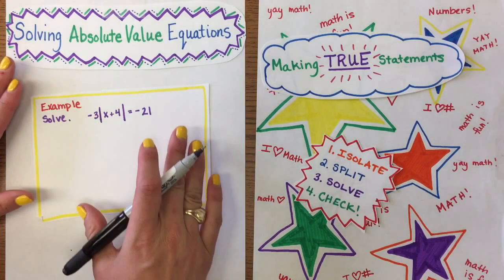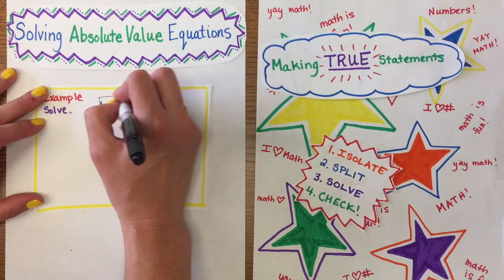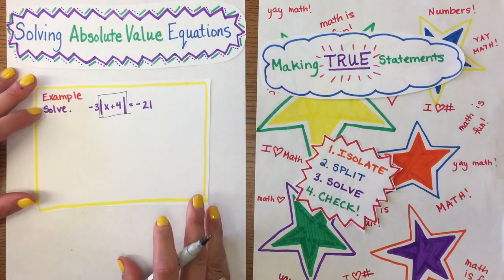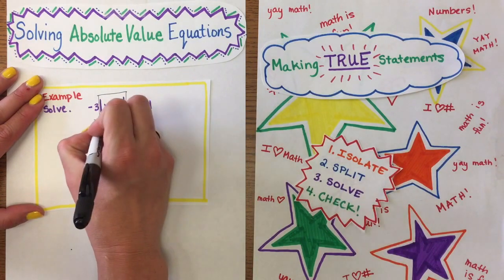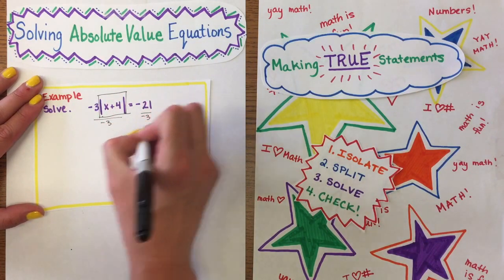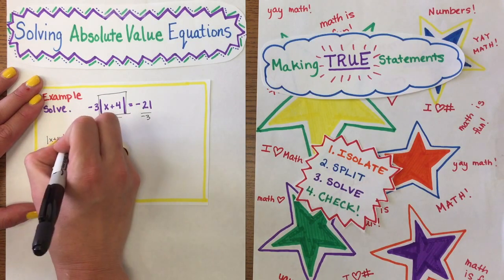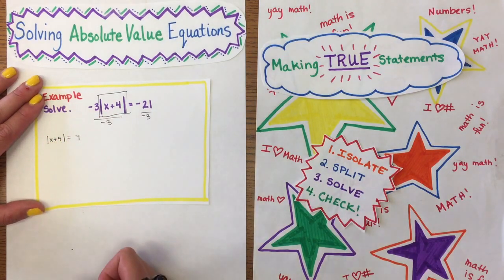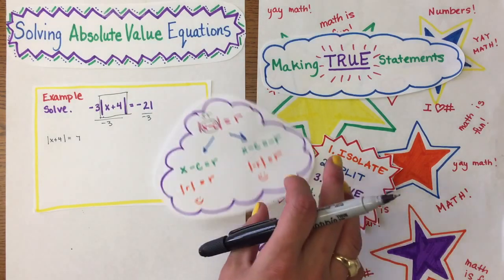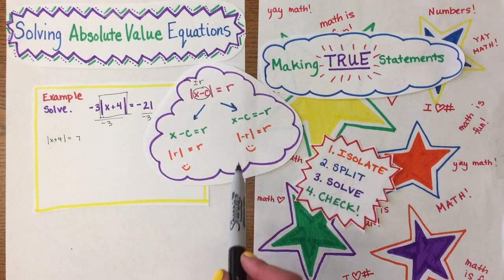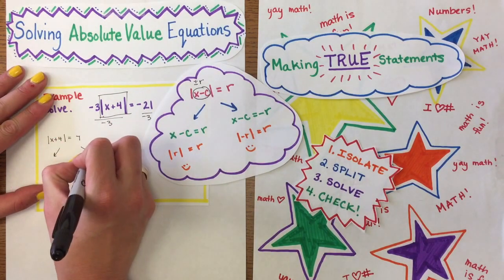All right, so step one is isolate. I want to isolate just the absolute value. So to get the absolute value on its own here, I'm going to divide both sides by -3. That's going to give me the absolute value of x plus 4 is equal to 7. Now that I have something in the form where I have an absolute value is equal to a number, I'm going to divide that up into two statements.